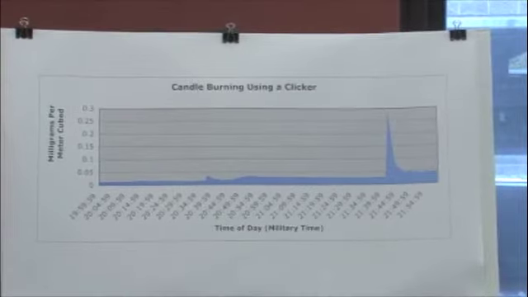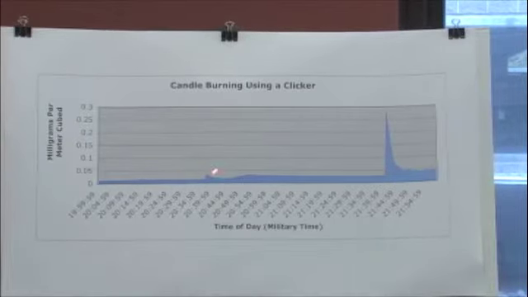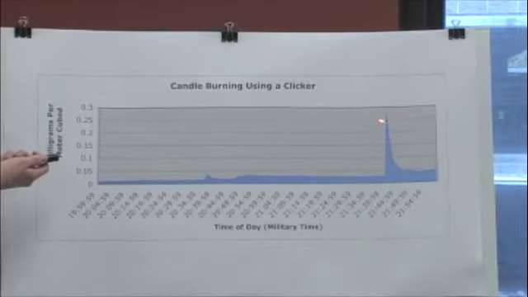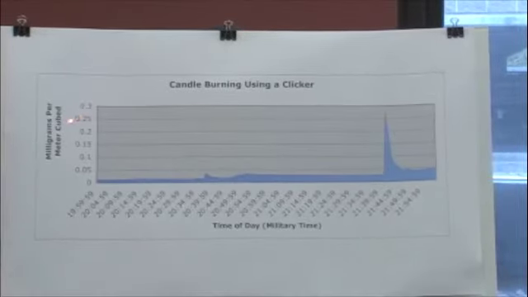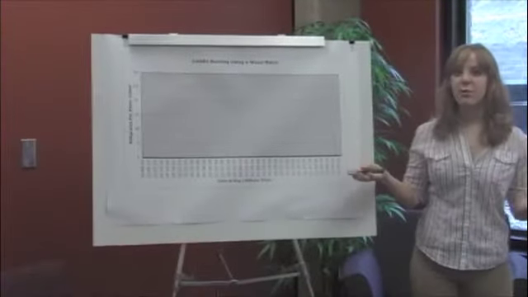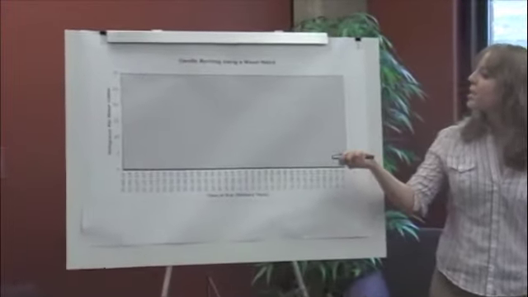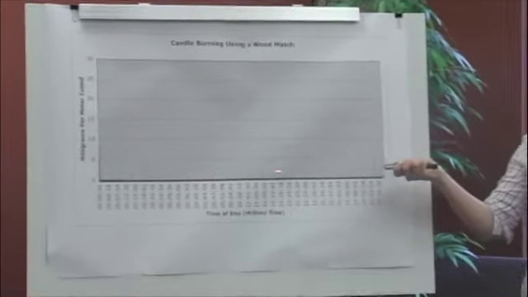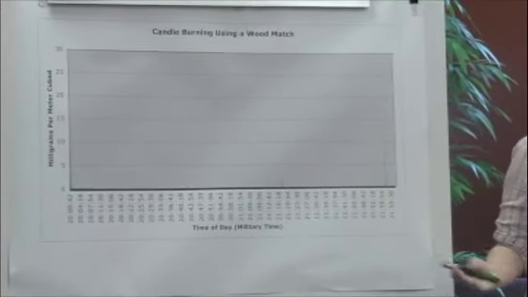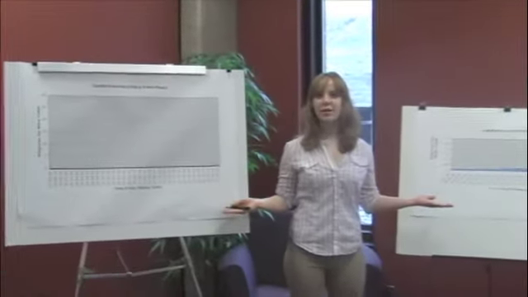Also, from looking at this graph, it seems that the particulate concentration was much higher. But when we compared this spike, which equals about 0.3 milligrams per cubic meter, to this graph here, which ranges to 30 milligrams per cubic meter, that spike only levels around here. So, what does that say about each experiment using the wood match and the clicker igniter? What conclusions did you draw?